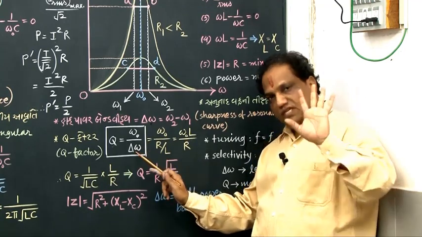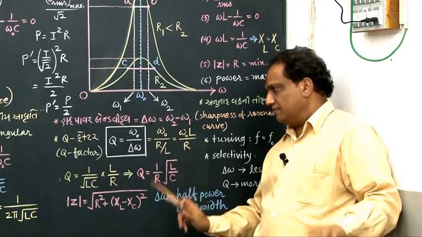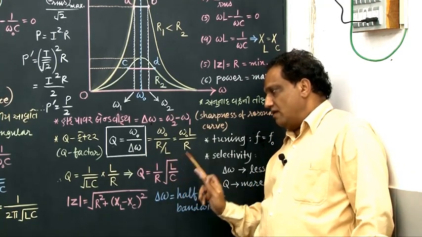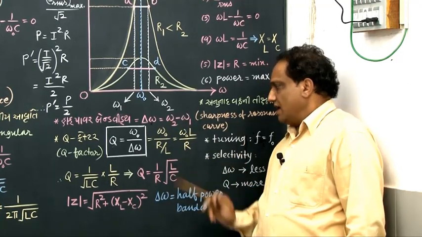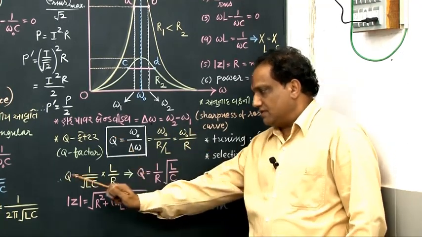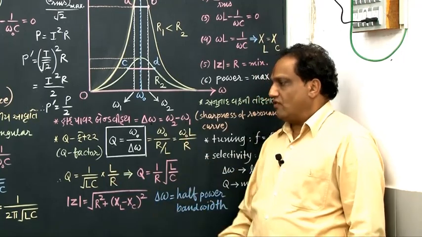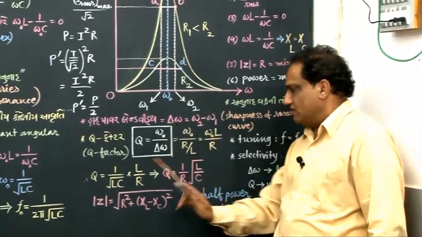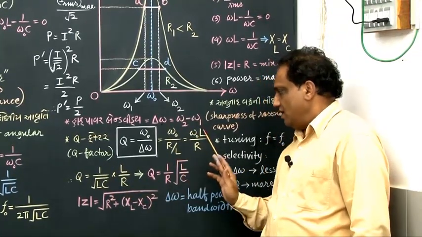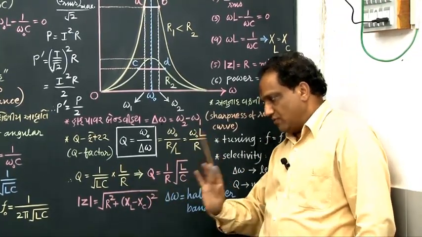Formula of delta omega, just remember R upon L. Denominator will become numerator. So Q equals omega 0 into L upon R. And now Q as it is, correct? Now what is omega 0 formula? Omega 0 is 1 upon under root LC. So Q is 1 upon under root LC into L upon R.